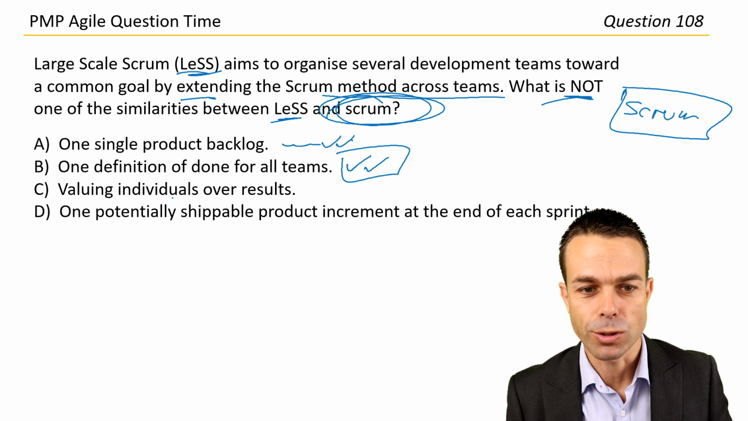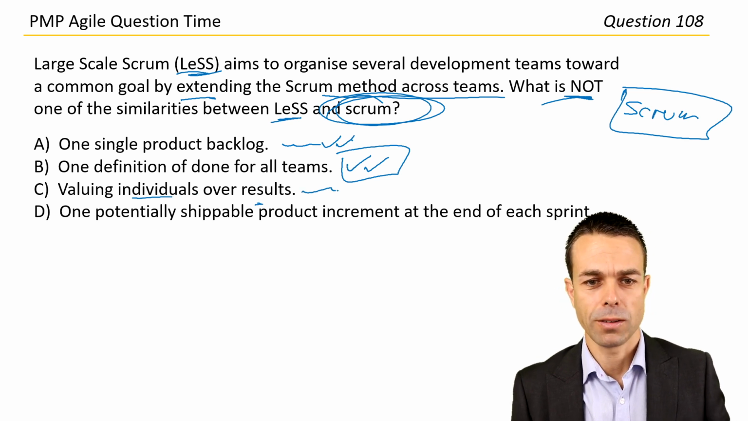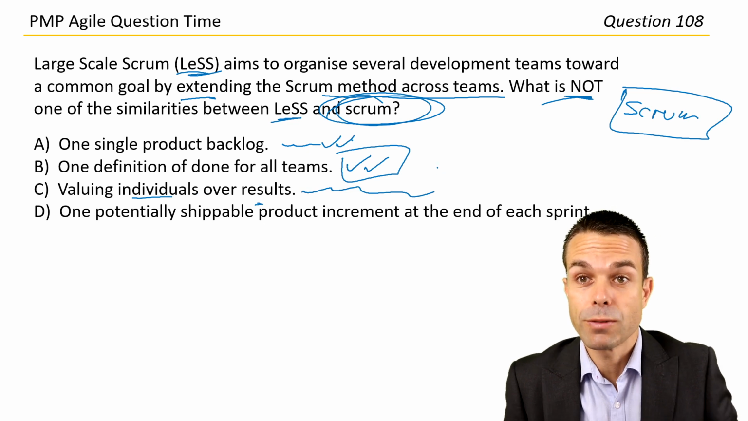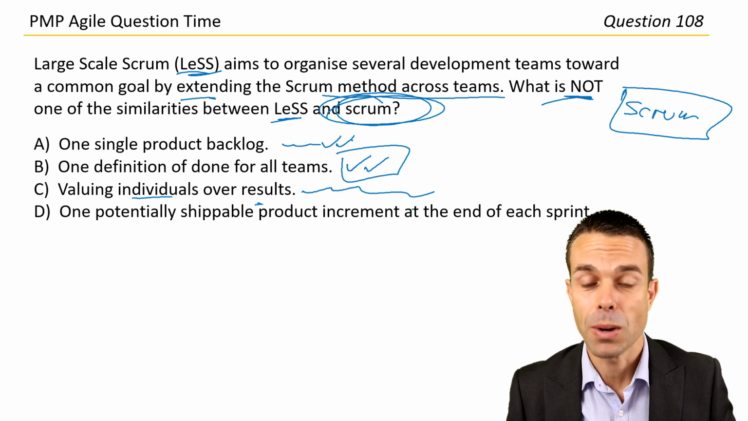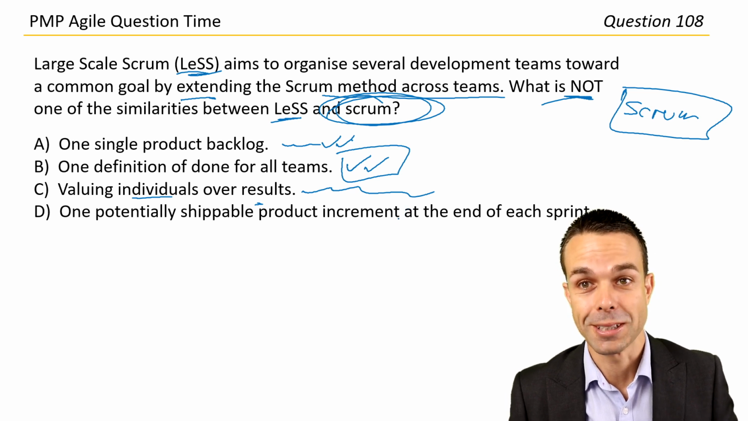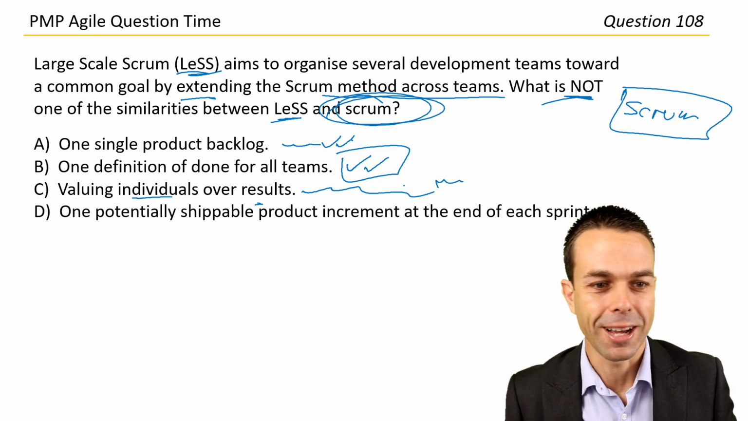Valuing individuals over results. It's a little bit strange, that one, because we want both, really, don't we? We want individuals, yes, 100%, but we also want results. If we're not getting results, then why are we doing this in the first place? This one's a bit of an iffy one for me. Let's see what the last one's like.